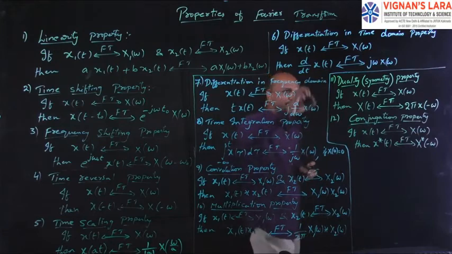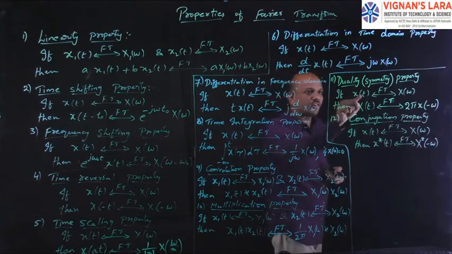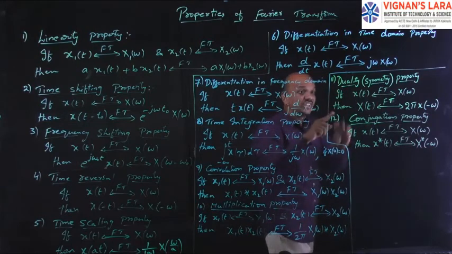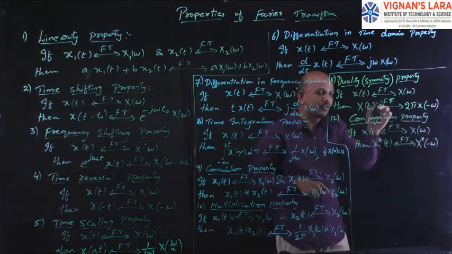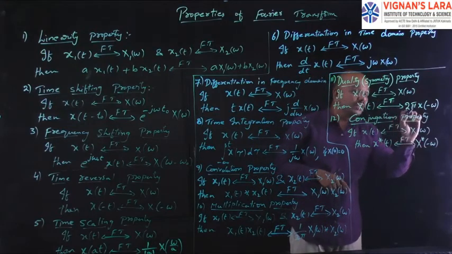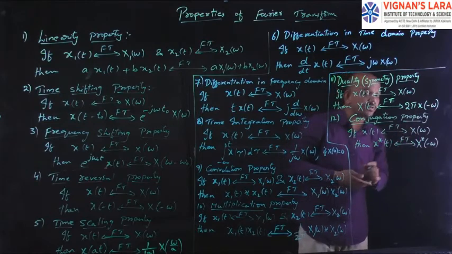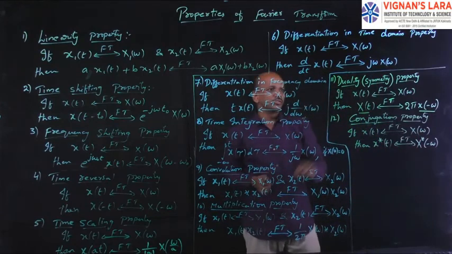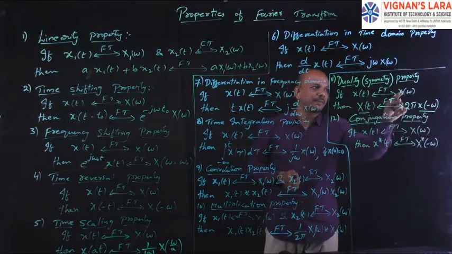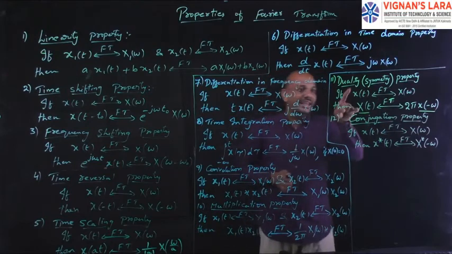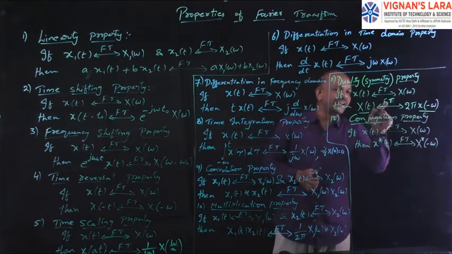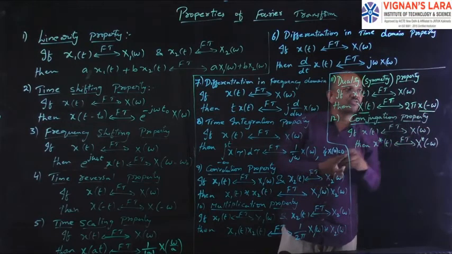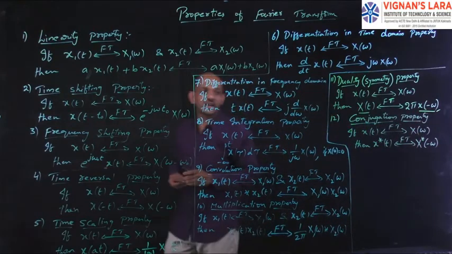So in the duality property, if small x of t has a Fourier transform capital X of omega, then the duality property states that capital X of t will have a Fourier transform 2 pi into small x of minus omega. Remember these two. This is nothing but the duality property, or symmetry property.